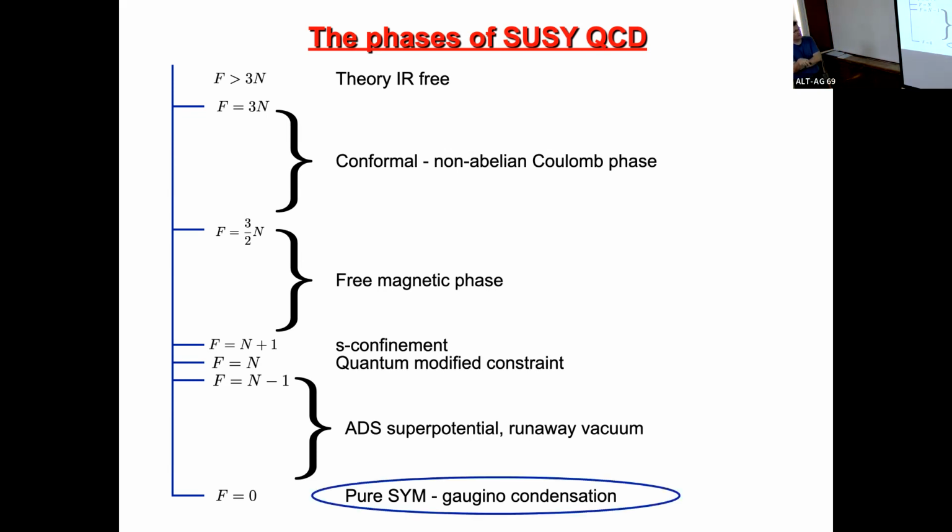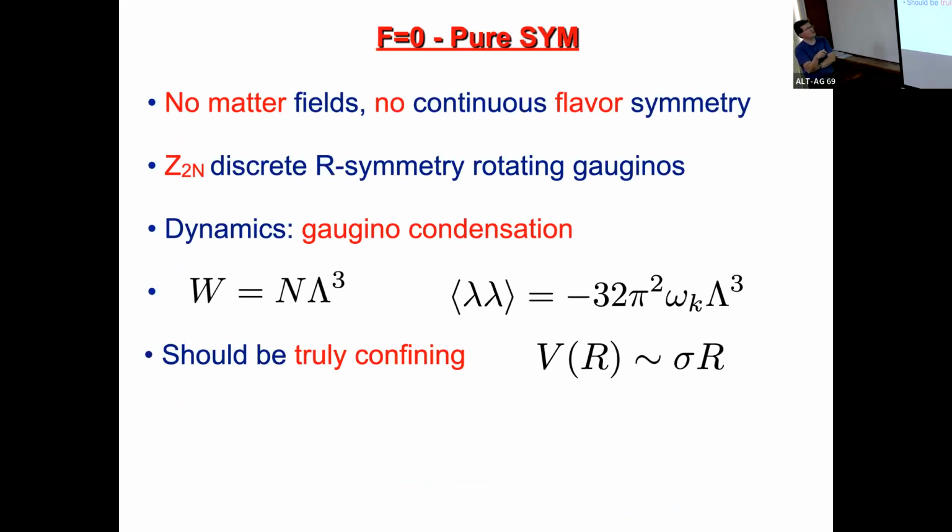Okay, so let's start with the flavorless theory, pure super Yang-Mills. So this is SUSY QCD, but no matter. Of course, there's still some fermion there, because there's a gaugino to make it supersymmetric. So there's no continuous flavor symmetry, but there will be a discrete R symmetry. It's a discrete subgroup of the U(1)_R symmetry that is left once the number of flavors is taken to be 0. This R symmetry is just rotating the gauginos.